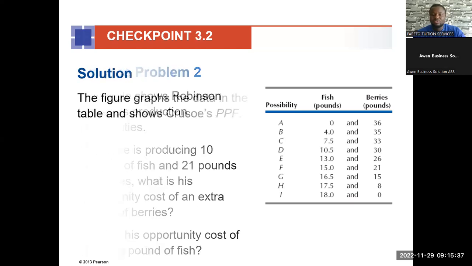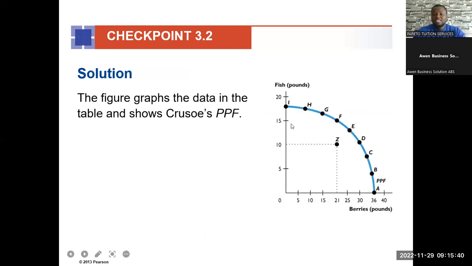Okay, whether it will be in the PPF or on the PPF. So let's draw there. You see, this is the PPF, okay, and the combination 10-21 is inside the PPF. Are we together? Yes. Inside the PPF. So if we are to find the opportunity cost of producing an extra pound of berry, there will be no opportunity cost. We can even move from Z to D without reducing the quantity of fish. If we move from Z to D, we'll be producing like 30 pounds of berries without losing any pound of fish. So there's no opportunity cost there.